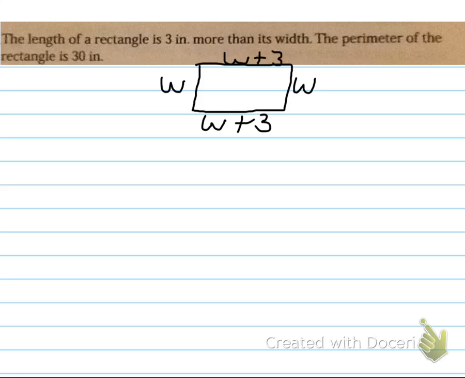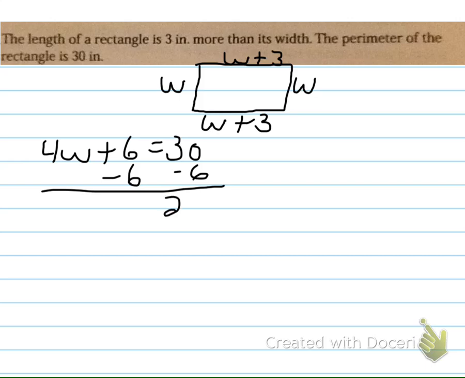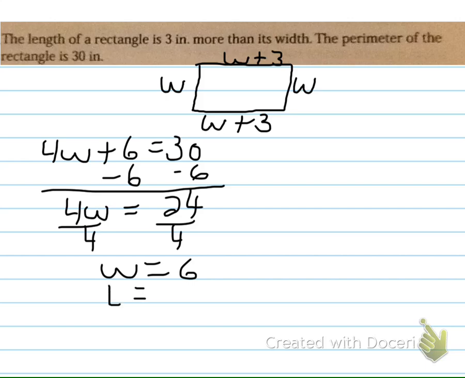Well, I know all four sides added together are going to be equal to 30, the perimeter of the rectangle. So I've got 1, 2, 3, 4 W's and 6, which means that 4W plus 6 is equal to 30. And now I'm solving this very simple equation by subtracting 6 on both sides, getting 24 for W, divide by 4, and W comes out to be 6. So that means that the width is 6, and if you add 3 to that, you're going to get your length, and 6 plus 3 is 9.